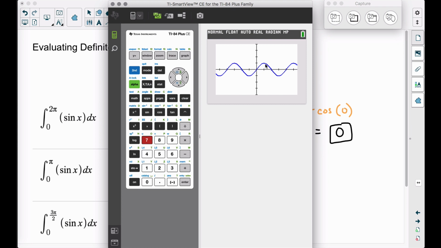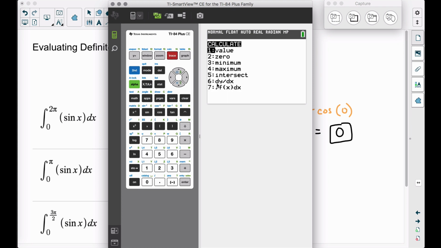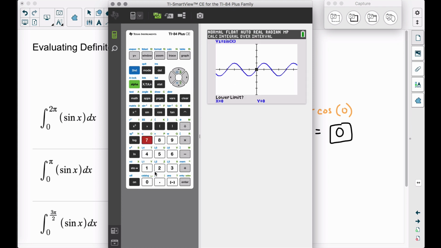Well, let's look at this. The area above the x-axis appears to be identical, and it is, to the area below the x-axis. However, when you have areas above and areas below, we have positive areas up here, negative areas down here. So essentially, they're canceling each other out. To show you that, let's press second, trace, go down to number 7. Our lower limit is 0. Our upper limit is 2 pi. And notice it's tracing those two pieces. The area above, this is a positive number. The area below is a negative number. And since they're the same, they're canceling out. That's why our area is 0.